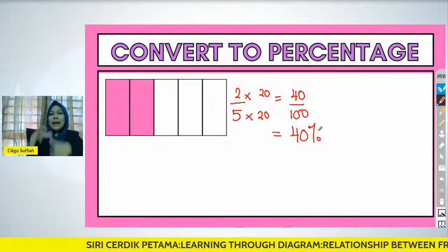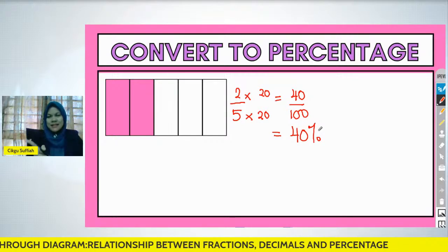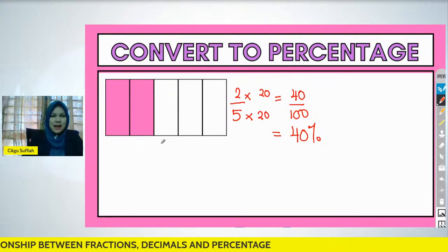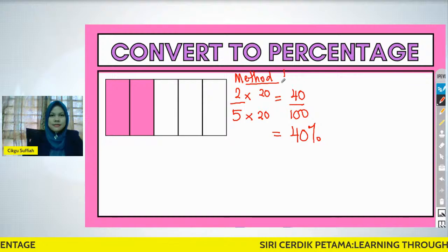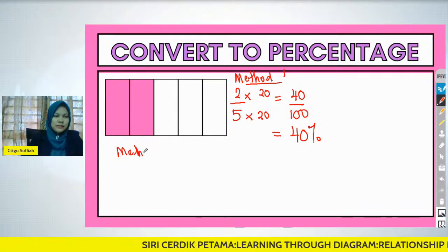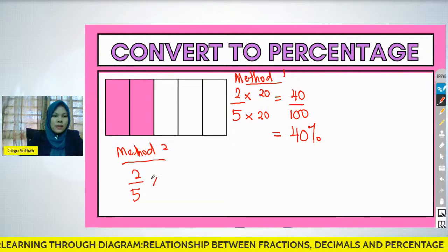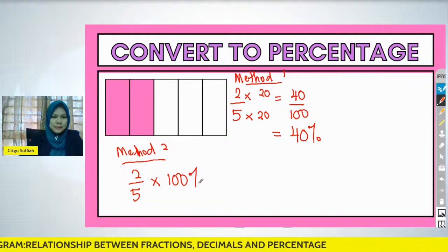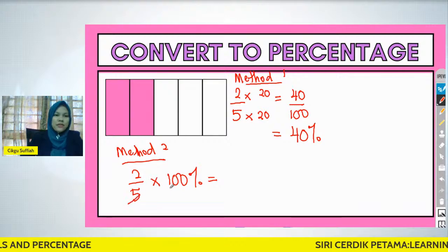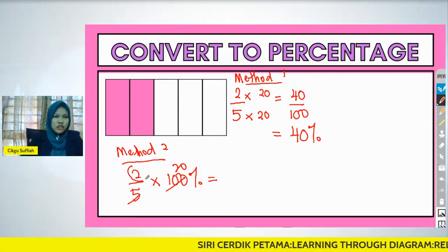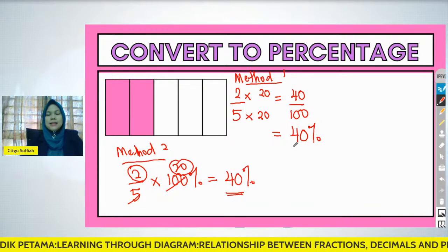Once you look at 40/100, then you can write it down as 40%. See? Just make it over 100. So this is the first method that you can do. Method number 1. Method number 2, you can simply take 2 over 5 straight away times 100%. You can use the cancellation method where you know that 5 times 20 equals 100. Then this 2 times 20 is 40%. It will give you exactly the same answer.